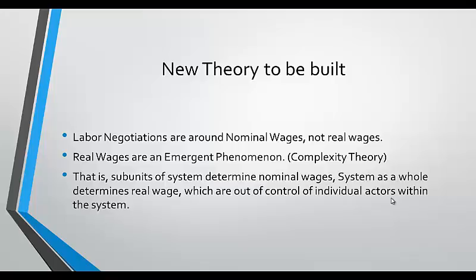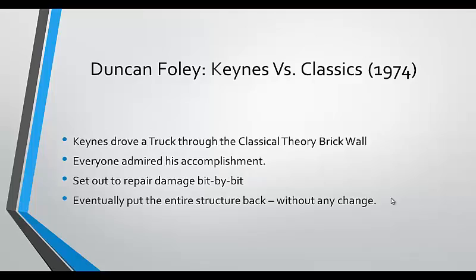So the individual units only determine the nominal wage, and the real wage gets determined by the system, and the system as a whole may not set the real wage in the direction that the individual units want. So this is the complexity of the system. This problem was completely missed by modern economists.